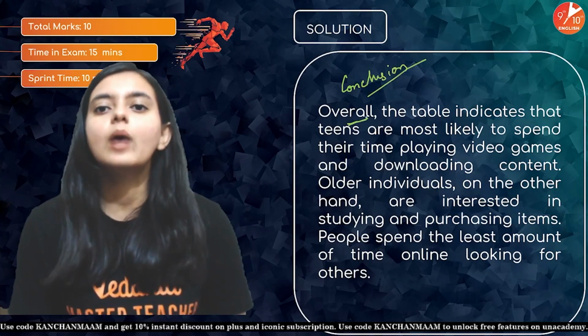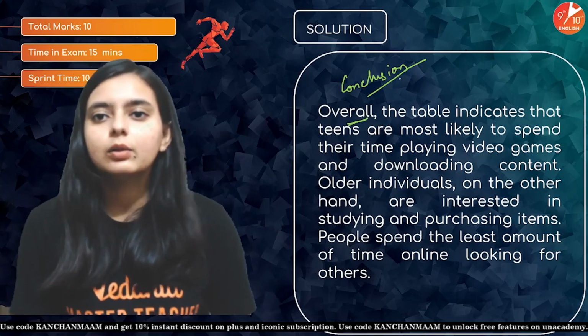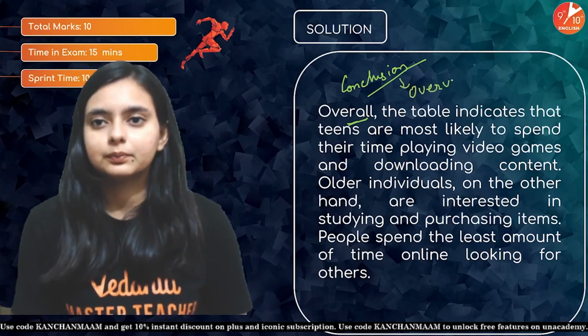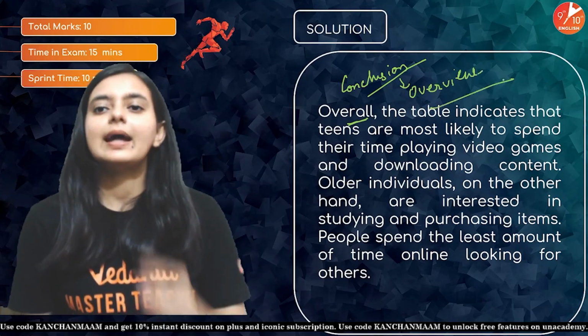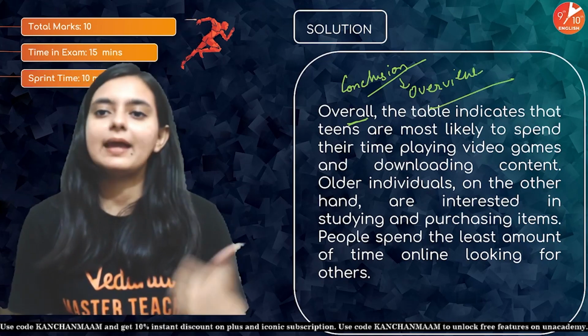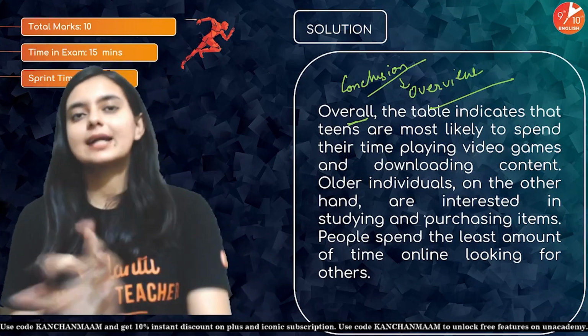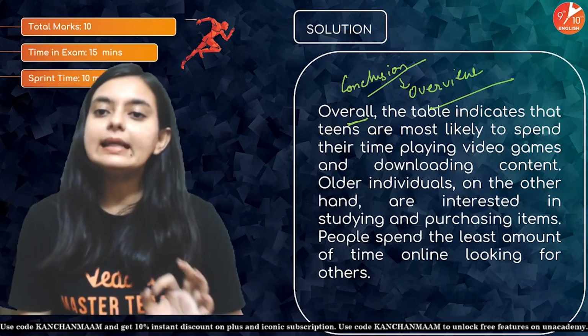Okay, so where you are giving the overall summary, you're summarizing, overview, conclusion, or your overview, right? The table indicates that teens are most likely to spend their time in playing video games and downloading the content. Older individuals are interested in studying and purchasing items. People spend the least amount.